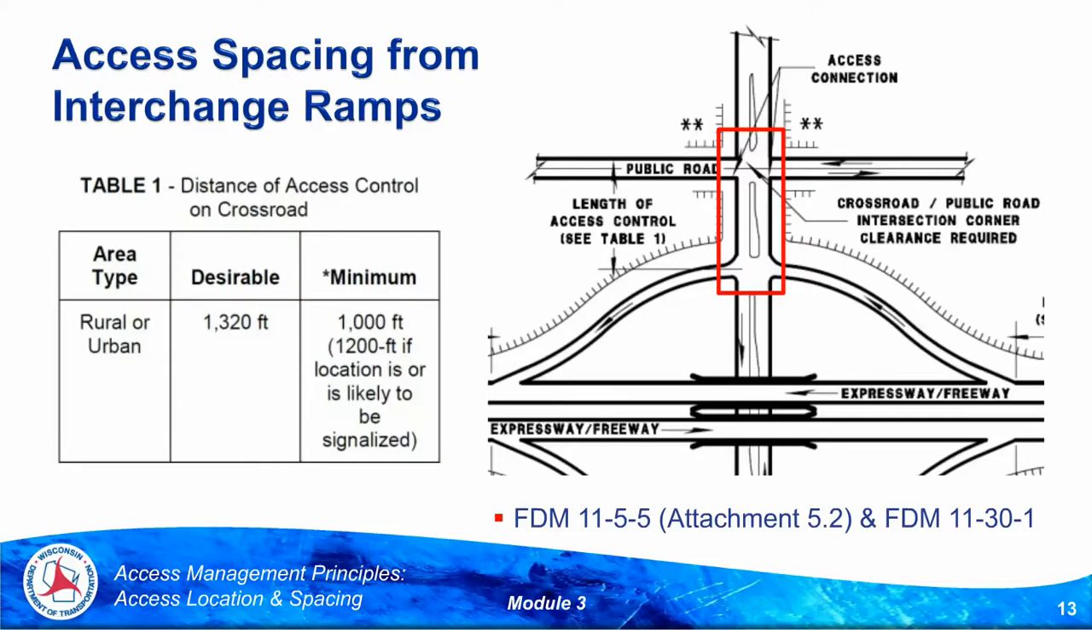Jump around a little bit here because I'm taking a sampling of the training that I modified for this presentation. So we're going to access spacing from interchange ramps. We have a 1,000-foot minimum, but our desirable is a 1/4 mile. Well, I can't remember the exact reason that we chose this. It comes from the TRB manual, but the intent is to reduce any sort of queuing on the main line with conflict with traffic near the ramps of the interchange.